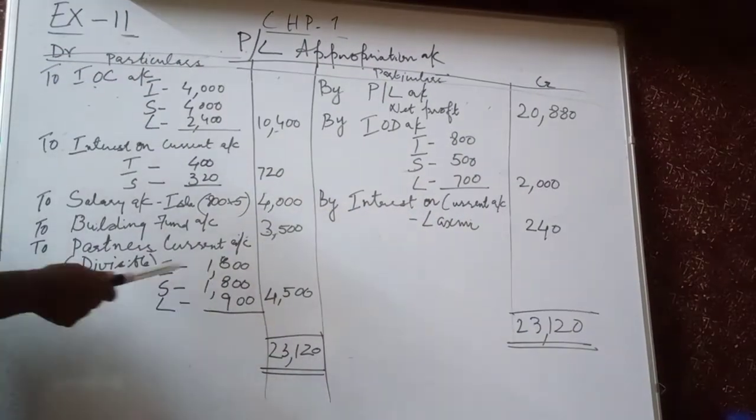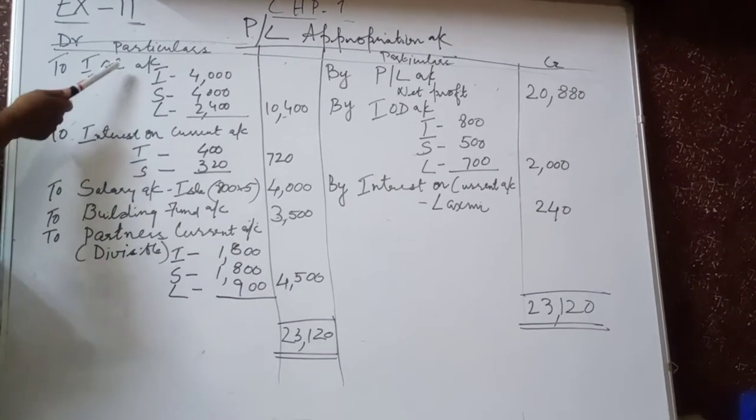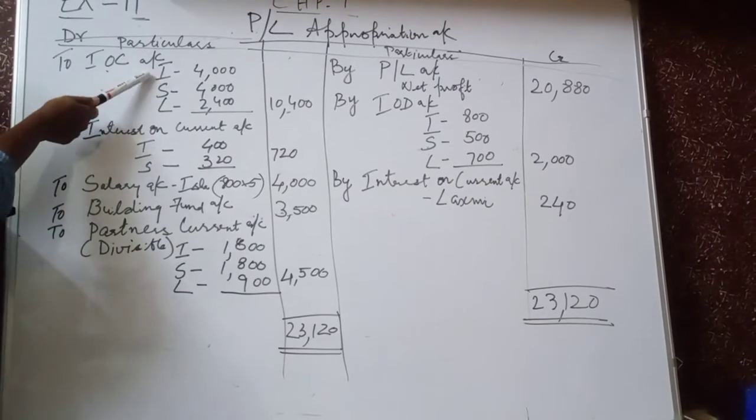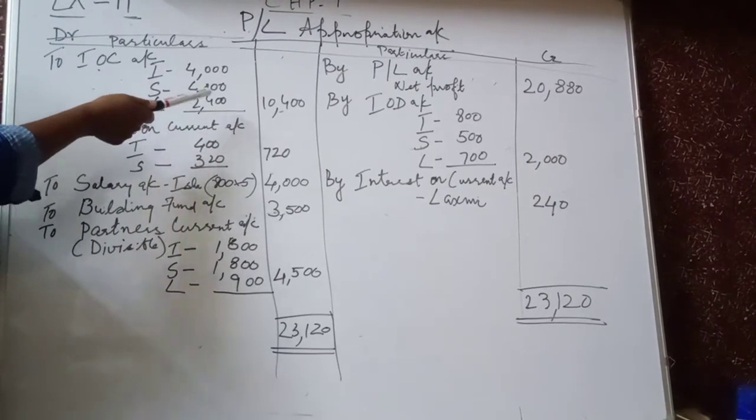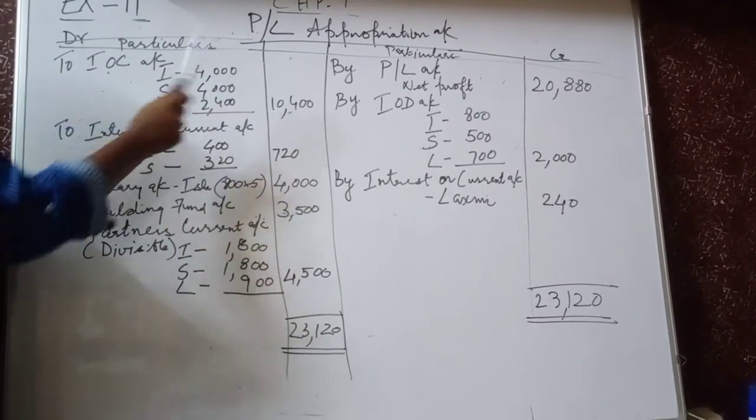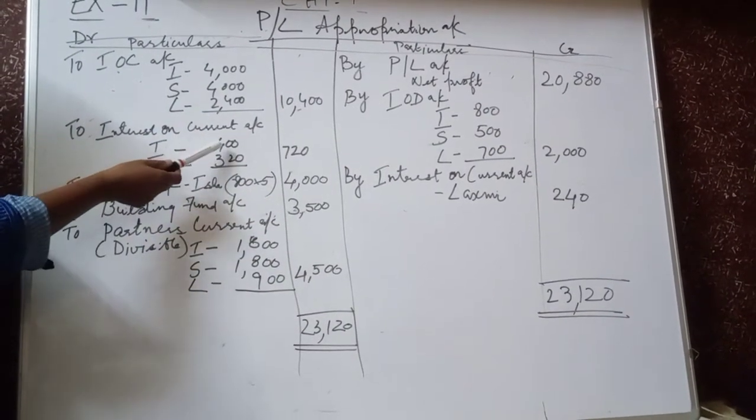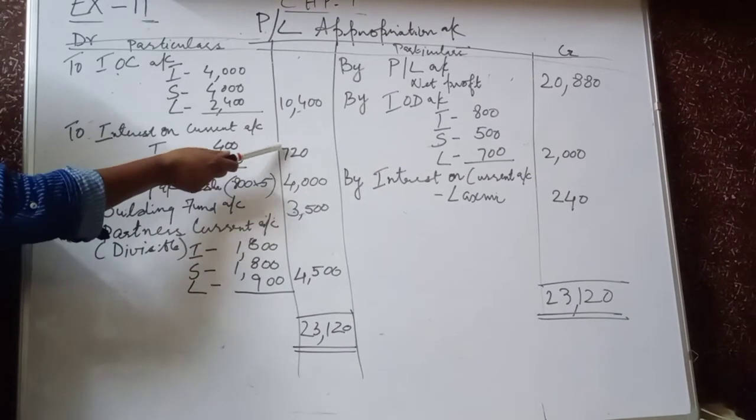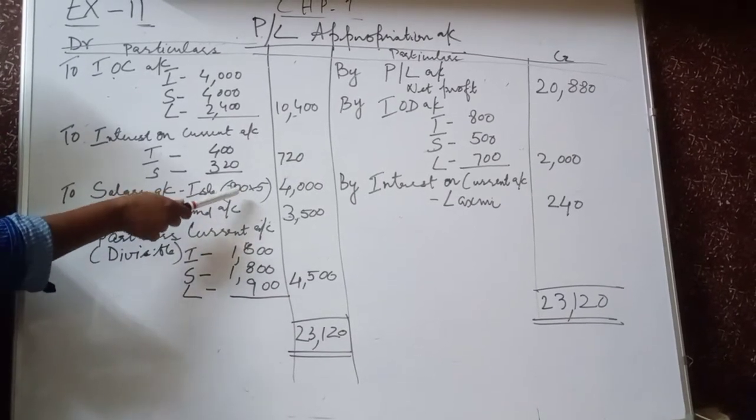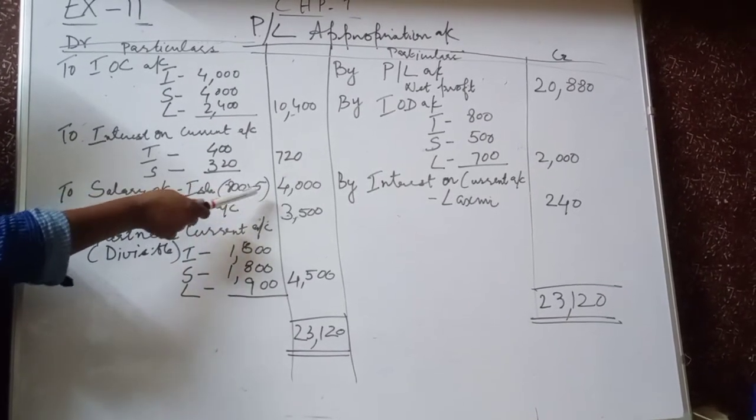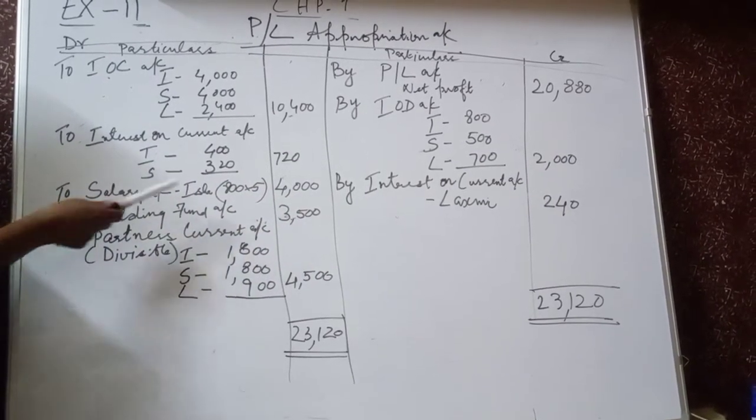So the credit side comes to 23,120. Coming towards the debit side, we also saw the calculation of interest on capital. Isha 4,000, Saraswati 4,000 and Lakshmi 2,400. The total 10,400. Next is interest on current account. Isha 400, Saraswati 320. The total is 720. Then salary to Isha is for 5 months. For 1 month 800, for 5 months 4,000. 800 into 5, 4,000. Then to building fund 3,500.